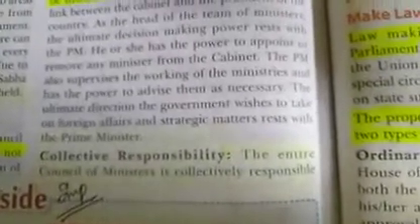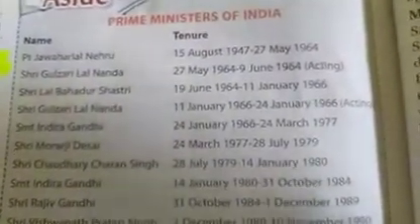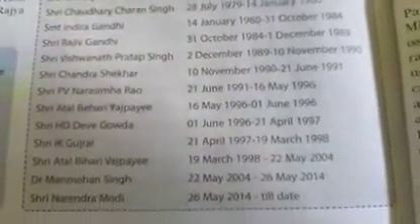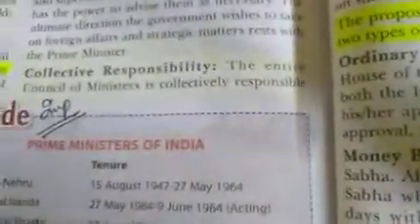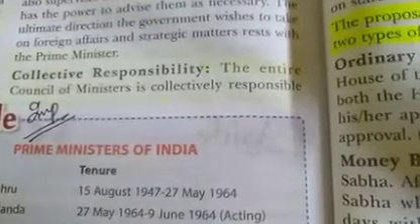Now, we will discuss collective responsibility, but before that, I want to again show you something. Here is the list of the Prime Ministers. If you go through it nicely, you can see the list of the Prime Ministers. Kindly try to learn the names. At least the names should be learned in sequence. Now, collective responsibility. The entire Council of Ministers is collectively responsible.